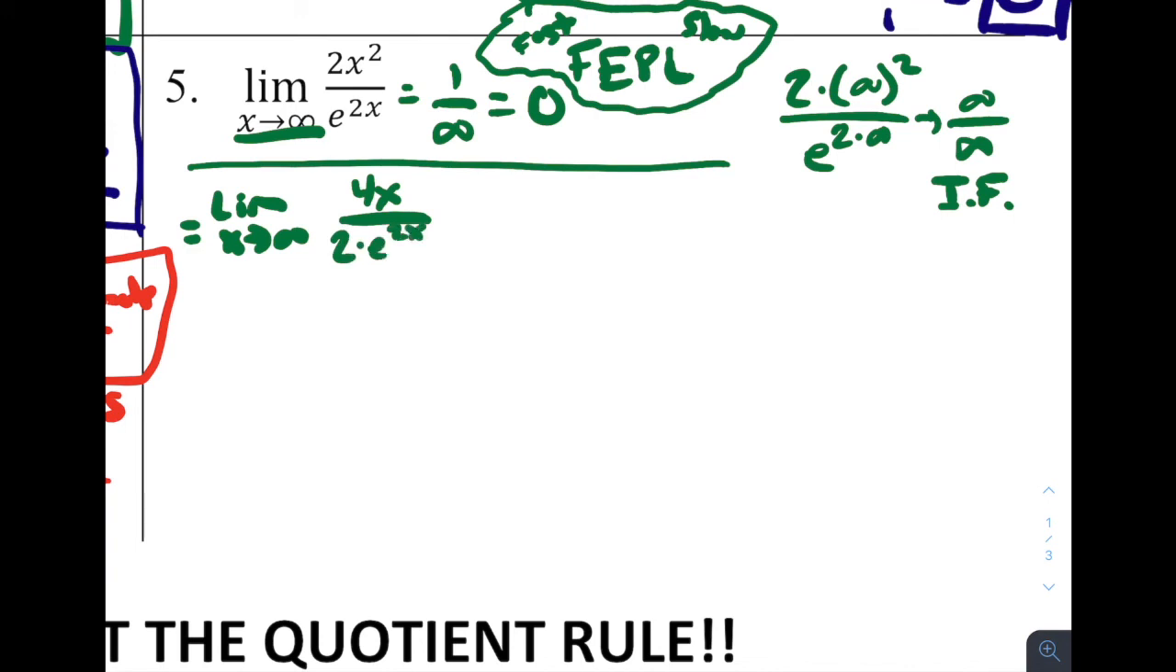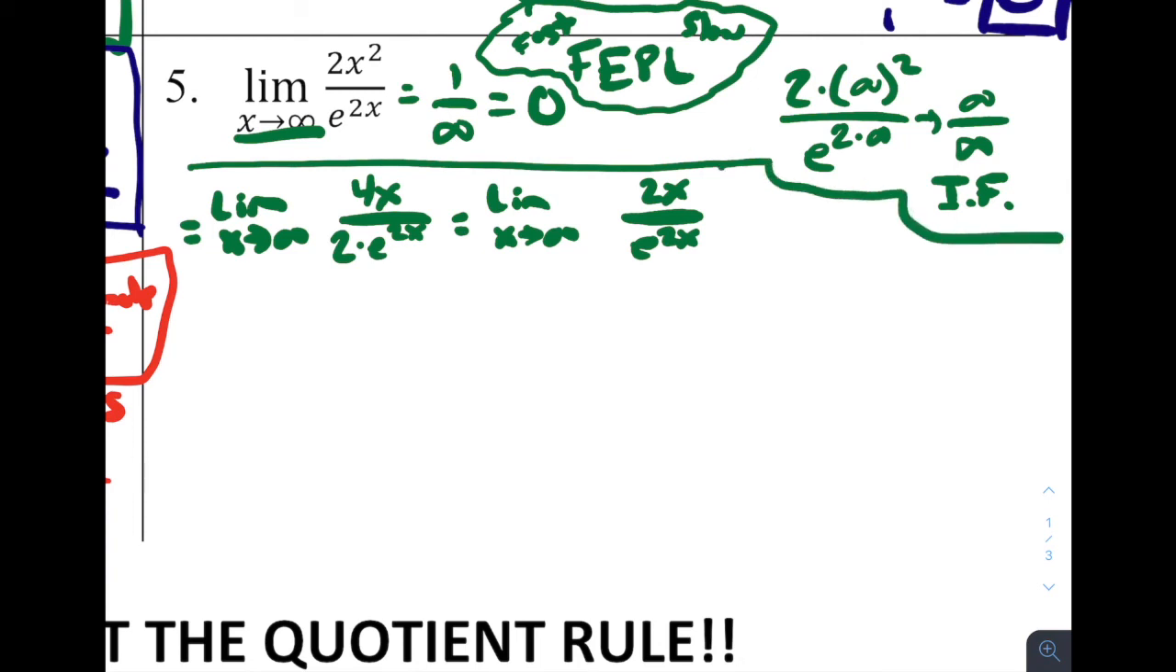If we simplify, this is the same thing as the limit as x approaches infinity of 2x over e to the 2x. And again, we can try doing our direct substitution here. If we do that, we end up with 2 times infinity divided by e to the 2 times infinity, which again is approaching infinity over infinity, which again is indeterminate form.